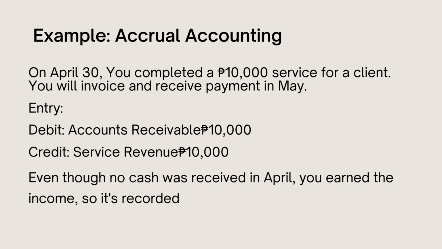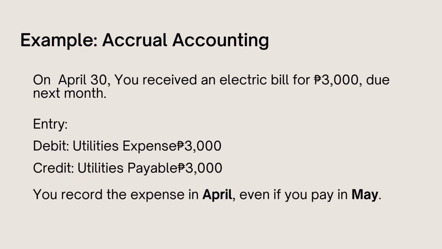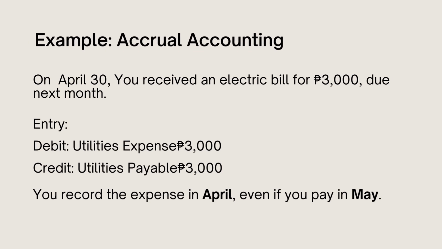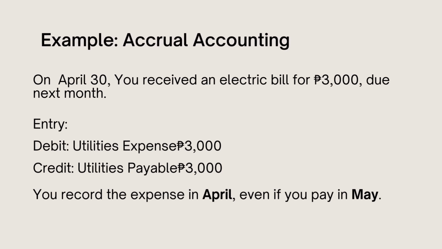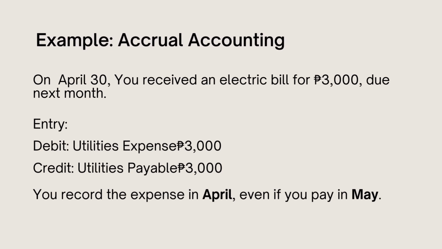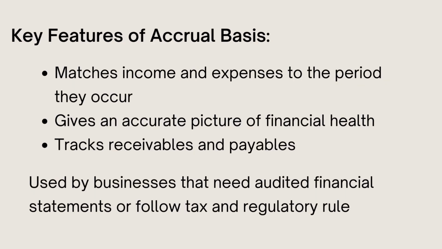Now for an expense example. Also on April 30th, you receive a bill for electricity, $3,000 due next month. Even though the payment is in May, you use the electricity in April, so you record debit, utilities expense, $3,000, credit, utilities payable, $3,000.